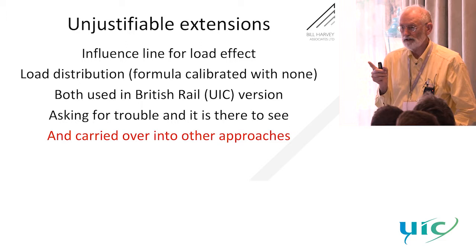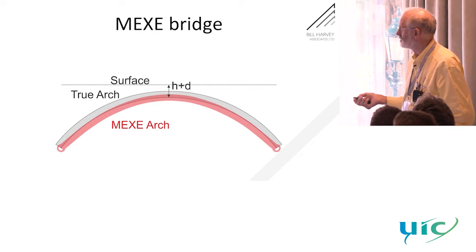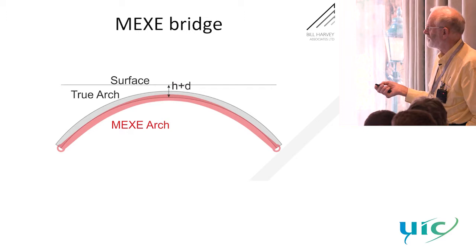What does it look like? Let's go through the pattern. So we've got a parabolic arch based on the intrados. We've got a depth here, we assume the surface is level, and the weight at any point is based on that parabolic depth, and it produces something which is reasonably easy to integrate.